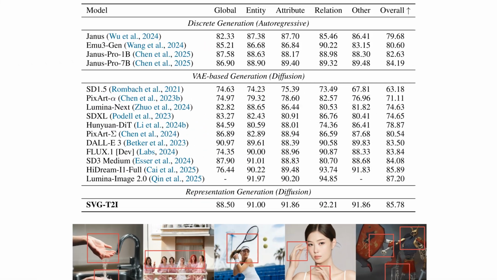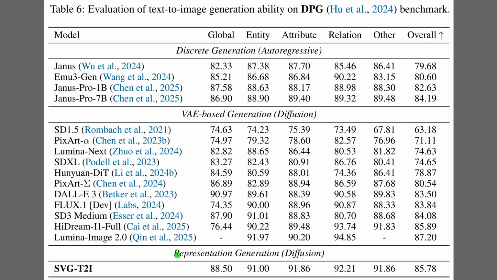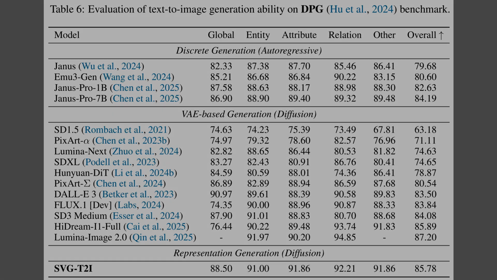Table 6 shifts to the DPG benchmark, which scores how well generated images preserve global layout, entities, attributes, and relations. The upper block shows strong, discrete autoregressive models clustered in the low to mid-80s overall. The middle block lists popular variational autoencoder-based diffusion systems that mostly land in the 70s and low 80s. The final row highlights SVG-T2I, which reaches about 86 overall, matching the very best diffusion models despite operating purely in visual foundation model feature space.